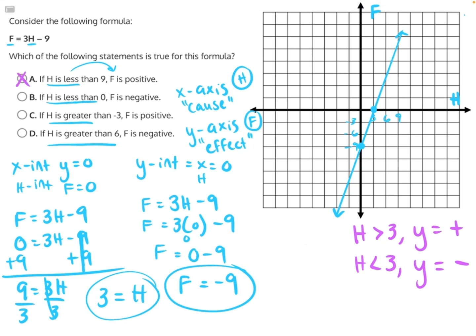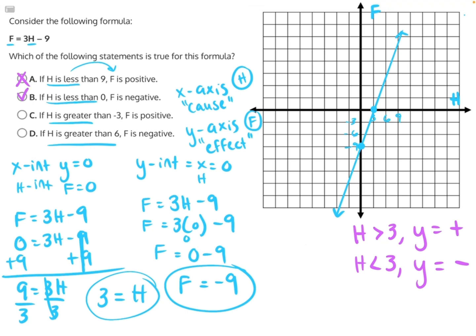B says if h is less than 0, which is right here, then f is negative. Well, if we go down to where h is 0, which would be right here at negative 9, and then we go less than negative 9, we can see that all of these values are negative into infinity. So that would be a true statement. B is a true statement.